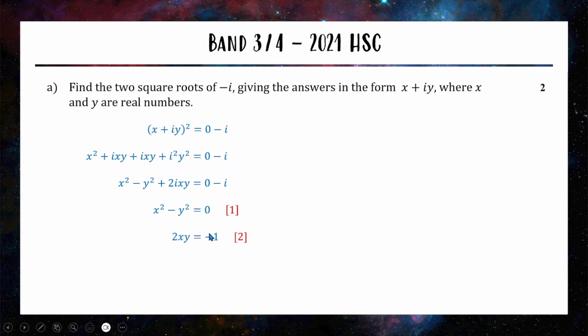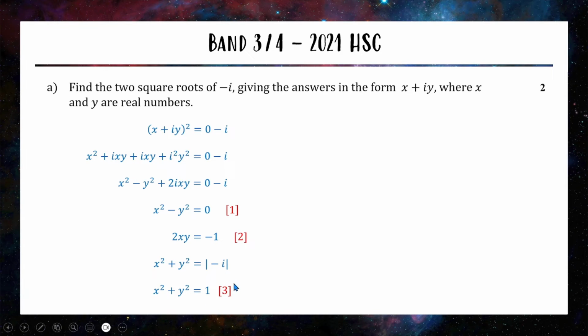Now I explained in the video, but a convenient third equation you can get when you're solving this problem is x squared plus y squared, which is the modulus of the number that you are trying to find the square root of, okay? Full explanation in the video. That works out to be 1, and so our third equation is x squared plus y squared equals 1.